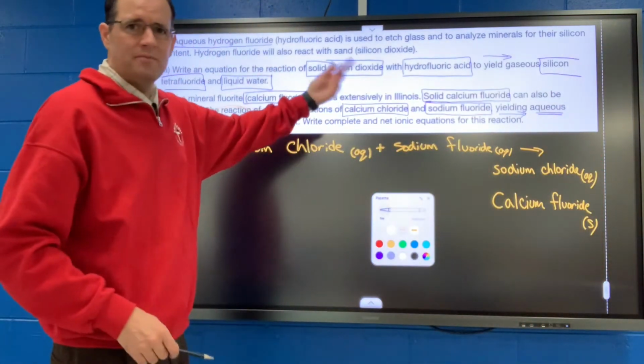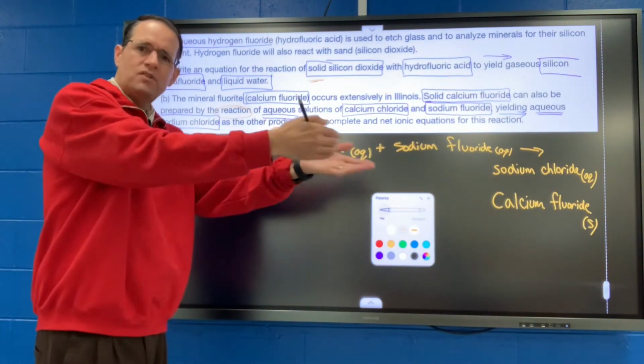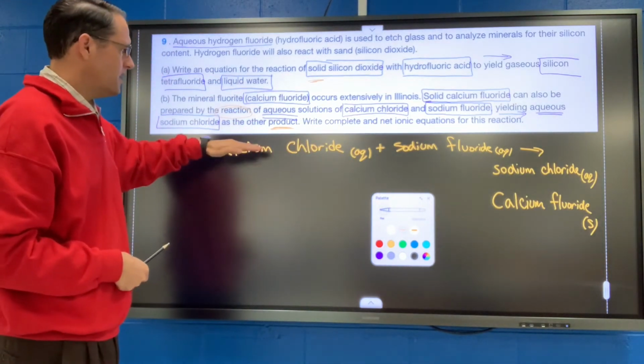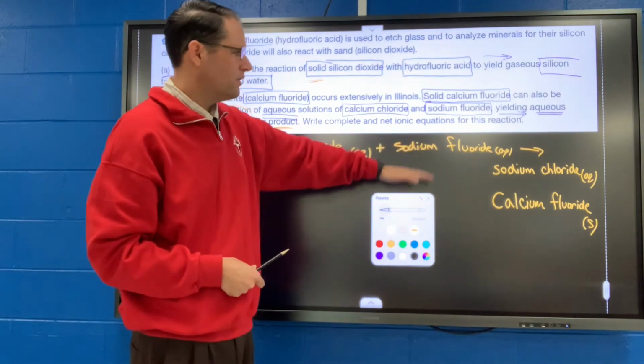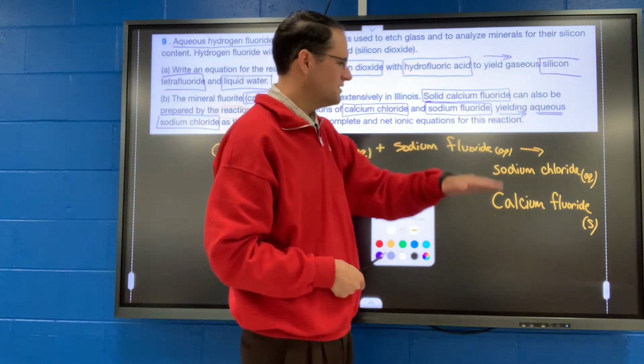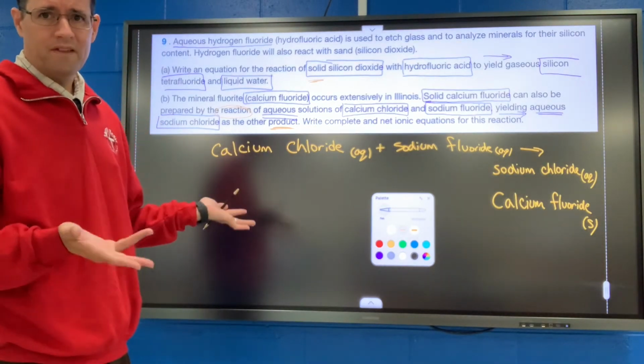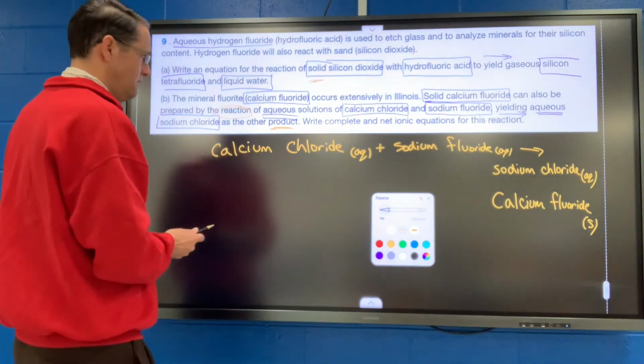So the word problem isn't really written A plus B goes to C plus D. It's all jumbled up in the word problem. So we're starting with calcium chloride aqueous, sodium fluoride aqueous. We're forming sodium chloride aqueous and solid calcium fluoride. Now let's try to figure out what the chemical formulas are for these things, okay?